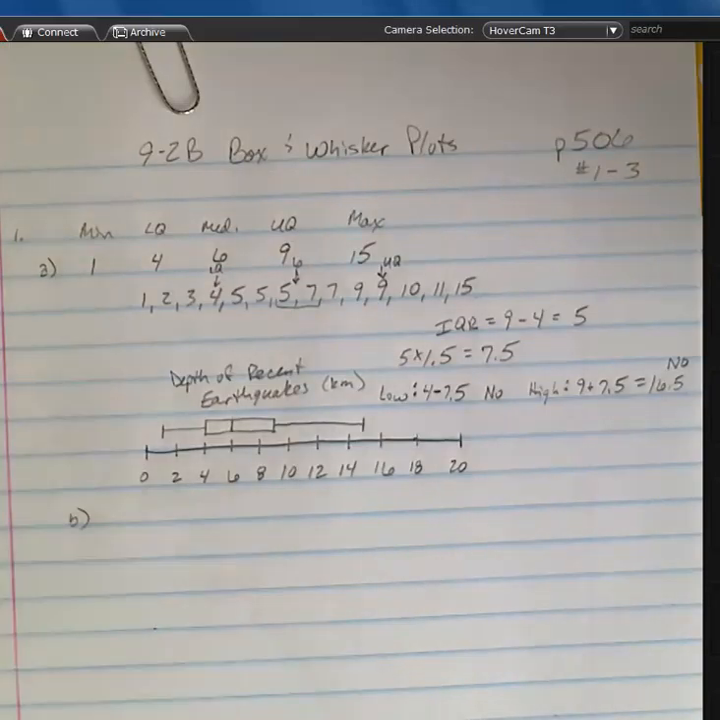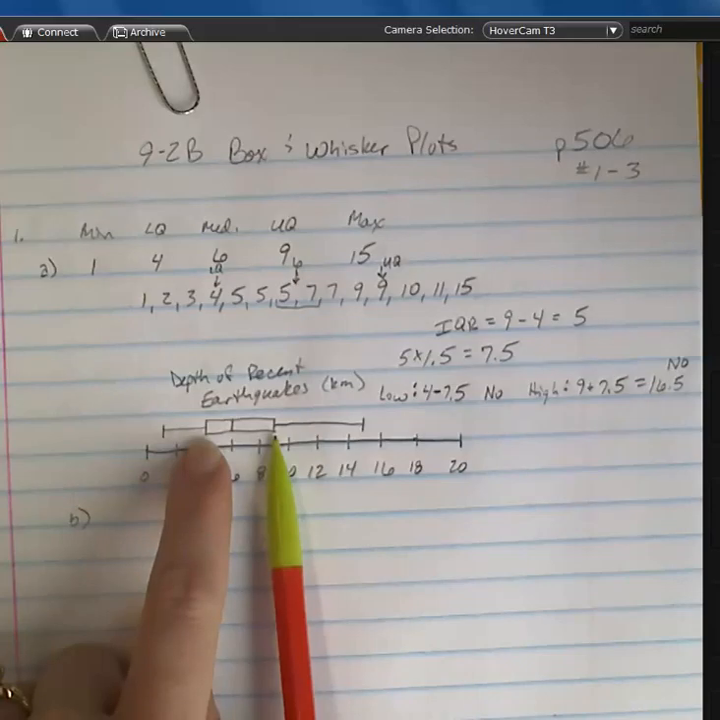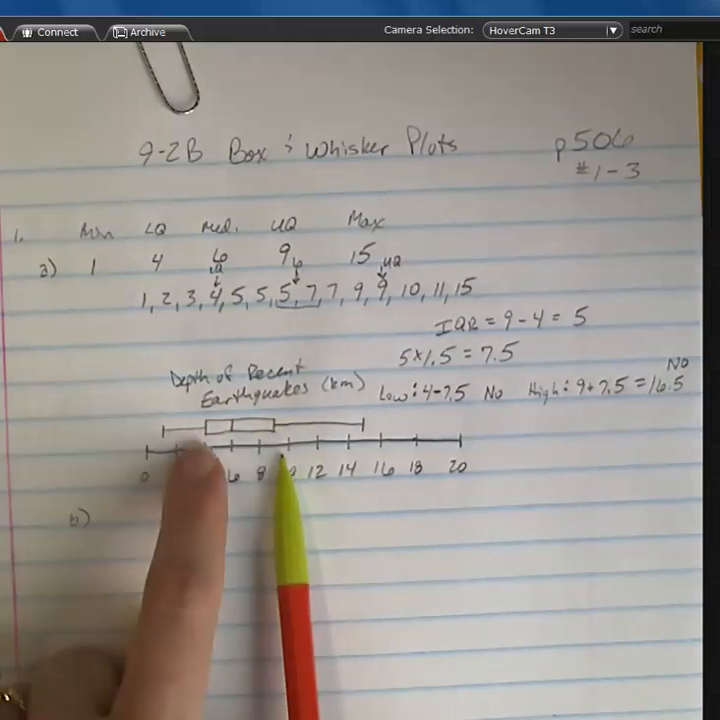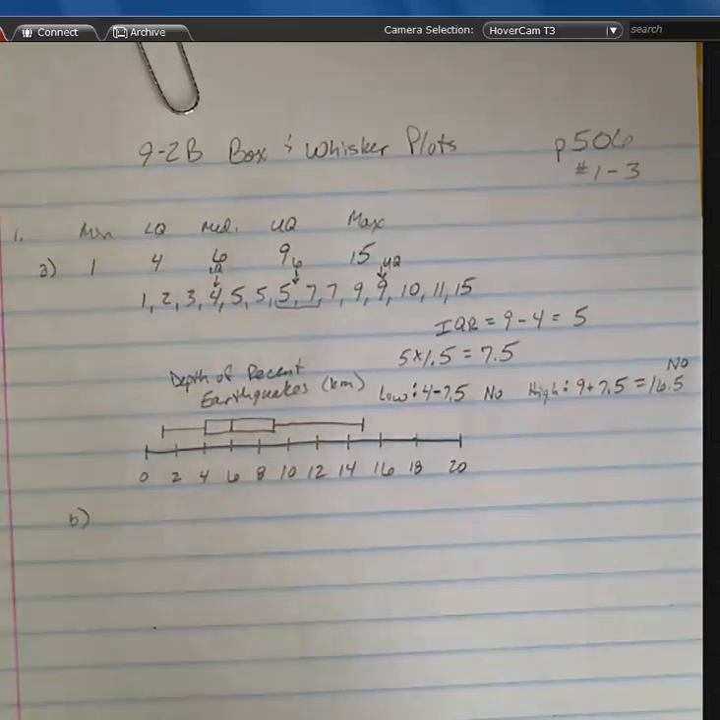Now, B says, what percent of the earthquakes were between 4 and 9? Oh, what percent? If I have 2 quartiles, if I have my box, what percent is between 4 and 9 kilometers? 2 quartiles is what percent? Each quartile is what percent? 25. I've got a box and a box. So what's my percent? 50%.